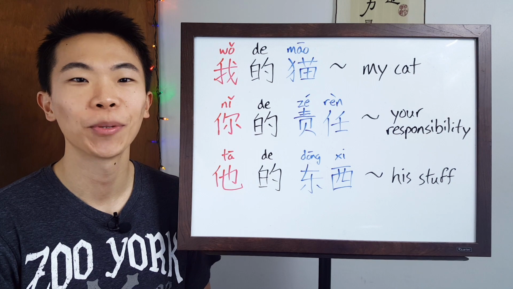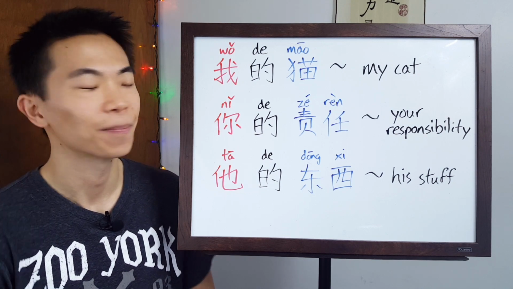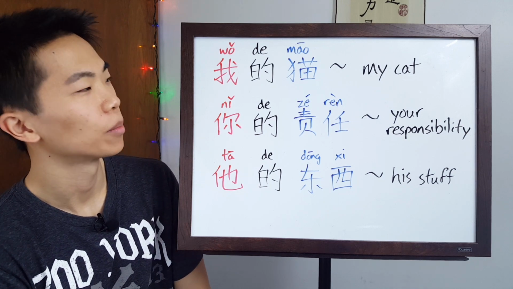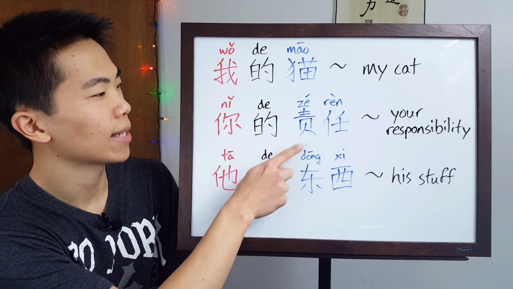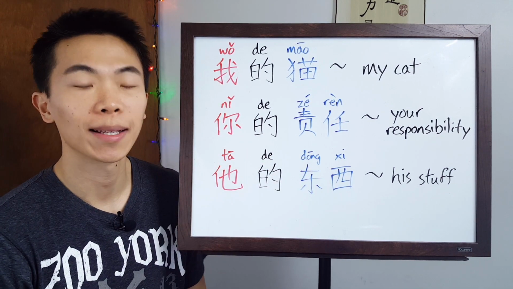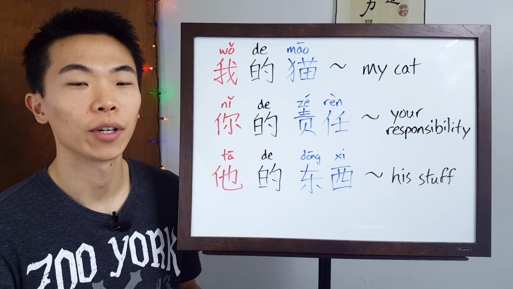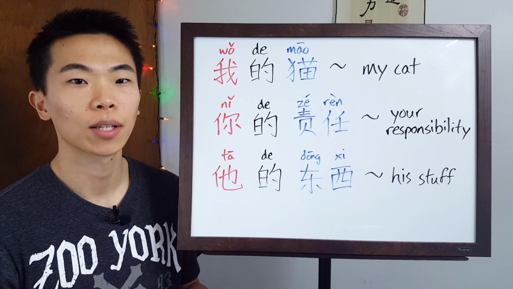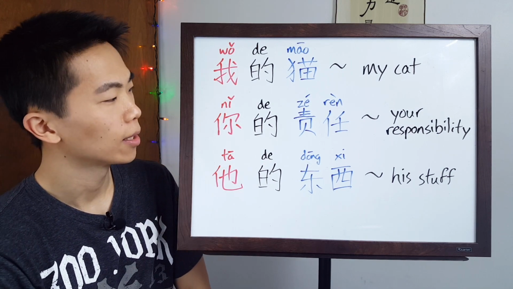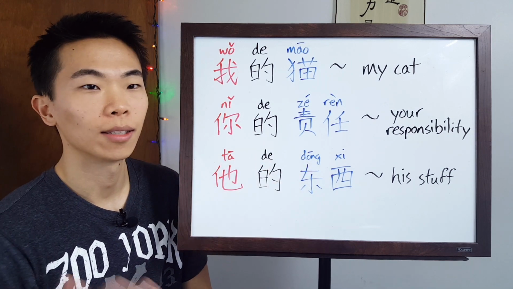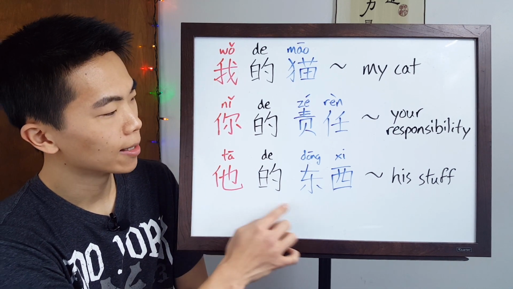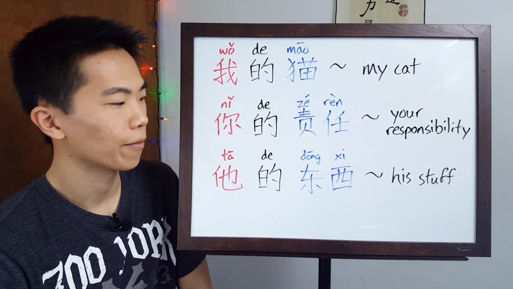So let's just take a look at a few more examples to make sure you understand it. Alright, the first one, 我的猫, my cat. Pretty straightforward. Now make sure you pay attention to the second one because it's 你的责任, your responsibility. So it doesn't matter if your object is a physical object or an abstract idea like responsibility, you can use it the same way. 你的责任. This is your responsibility. 这是你的责任. And finally, 他的东西. His stuff.